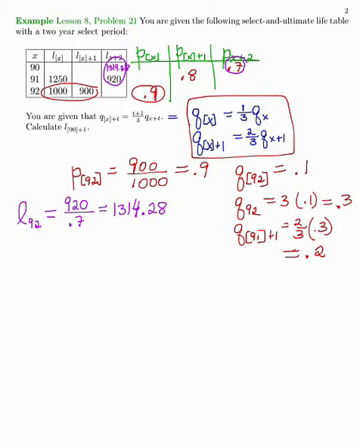Then let's see. If I look at these 2 entries, that ratio should be 0.8. So I can compute L91 bracket plus 1. And that's going to be 920 over 0.8, which is 1150. So that goes here.